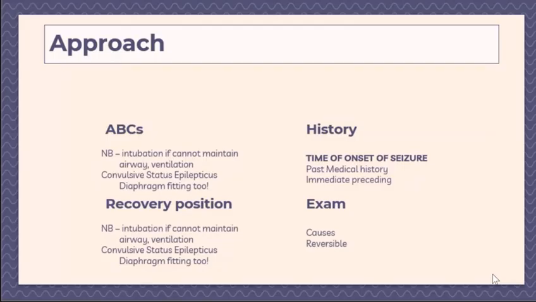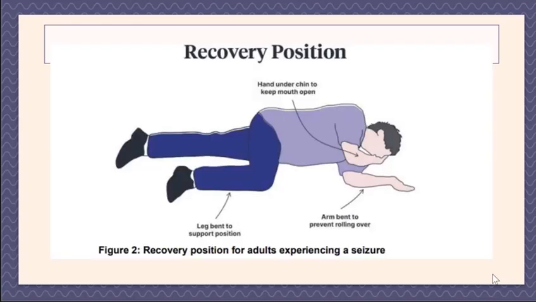Then again, we want to find out about the history. We need to speak to the relative if we are able to, while someone is getting the rest of the aspects controlled. We need to find out about the time of the onset of seizure. A lot of the management of status epilepticus revolves around the time of onset of seizure, and it all gets broken down into different time blocks, according to how long the seizure has been progressing. We need to find out what happened immediately preceding the seizure, and whether there were any specific triggers. Then we can examine for causes that could be occurring and look for reversible aspects too. So this is what our recovery position looks like. I'm sure we've all encountered how to do that.